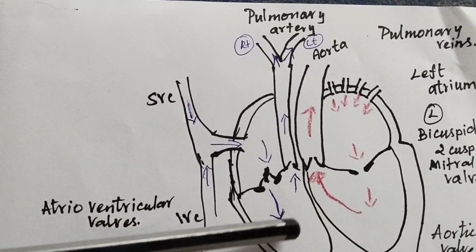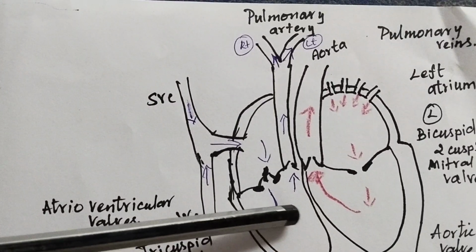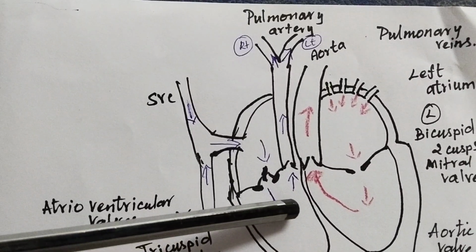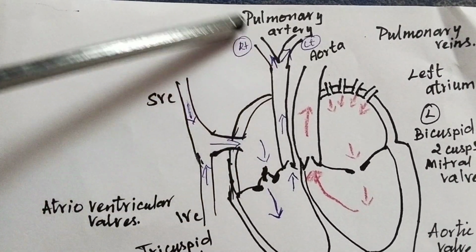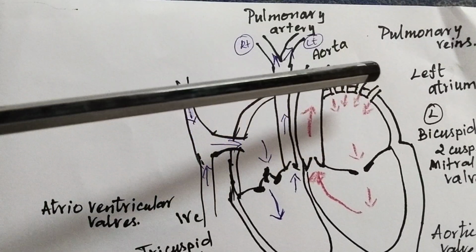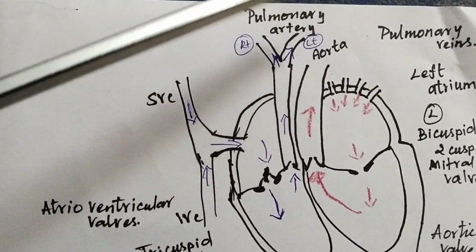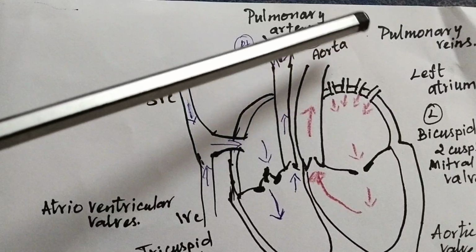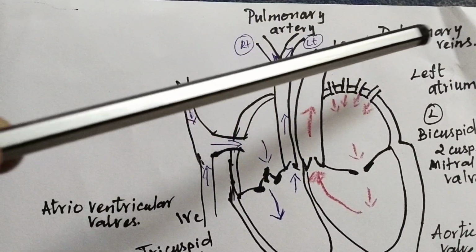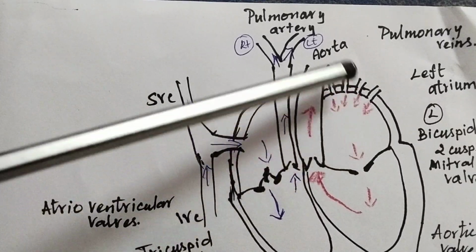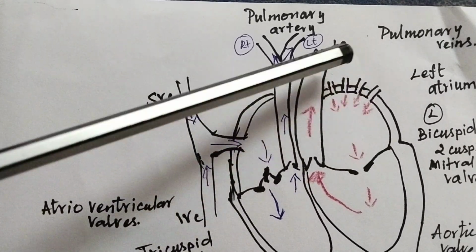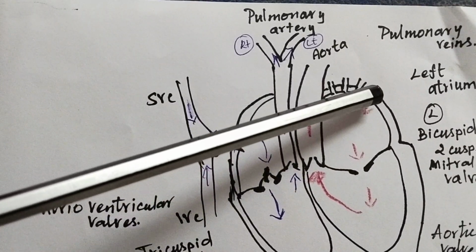From there, the heart pumps deoxygenated blood to the pulmonary artery. From the pulmonary artery, blood goes to the right lung and left lung. There the blood will be oxygenated. From there, it will come to the left atrium by pulmonary veins, 2 from the right side, 2 from the left side.